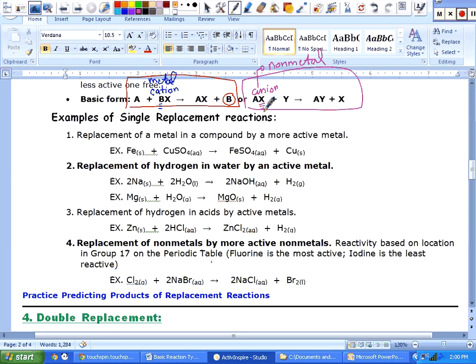All right, so let's try this. I'm going to ask you a few questions. Please don't answer this out loud. Can magnesium replace cobalt? Don't say it out loud. Just think in your head. Can magnesium replace cobalt? Jack, what do you think?